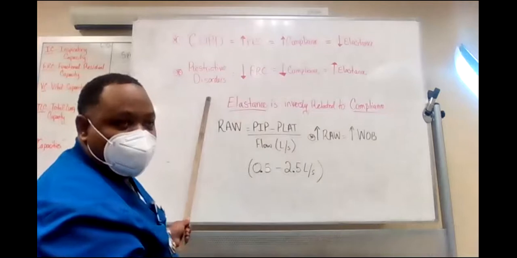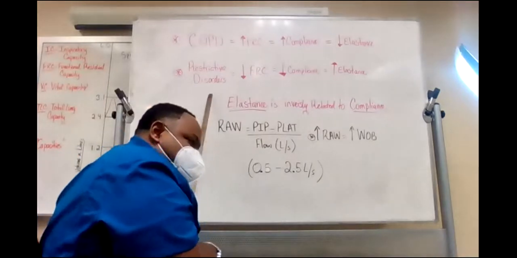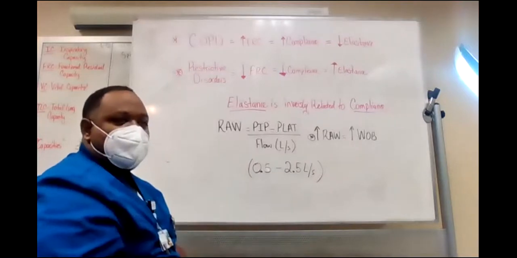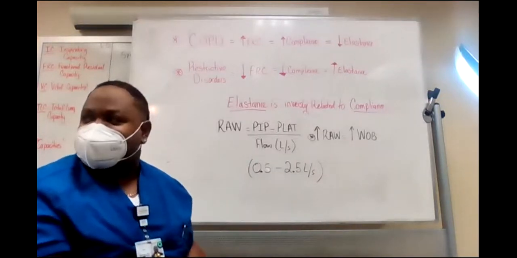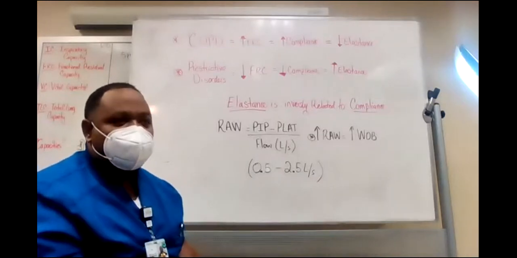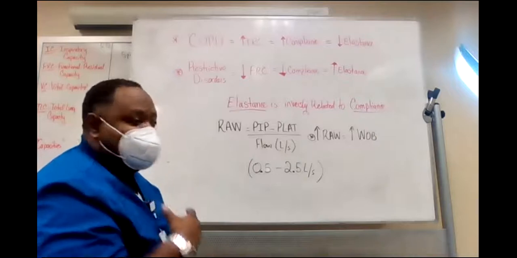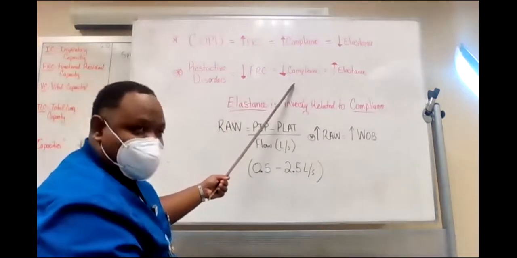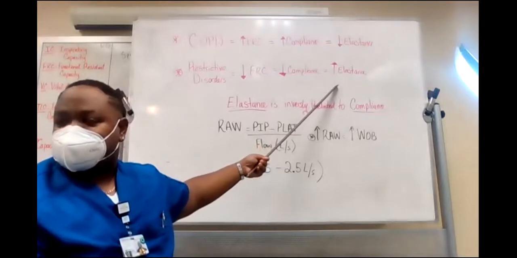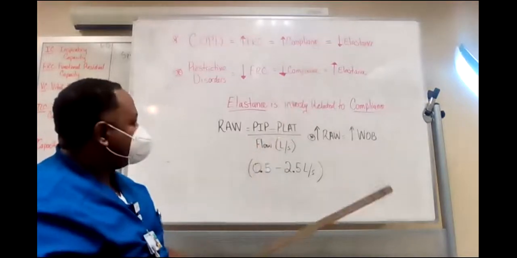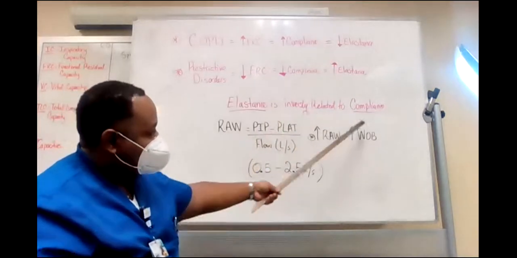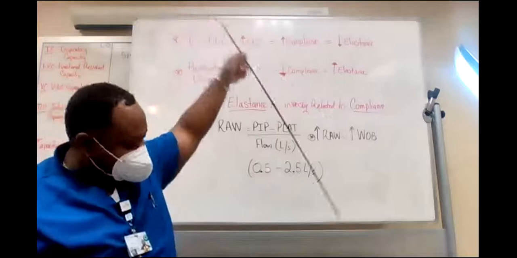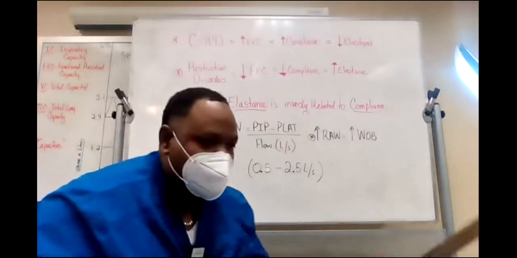If you have a restrictive disorder, like skeletal kyphosis or scoliosis, pectus carinatum or pectus excavatum, pulmonary edema, pulmonary fibrosis, any of those consolidations that we had in the notes, they cause a restriction and make it hard for you to get the air in. So when you have a restrictive disorder, you have a decrease in FRC, a decrease in compliance, and an increase in elastance. Elastance is inversely related to what? Compliance. If the elastance is going up, compliance is going down.